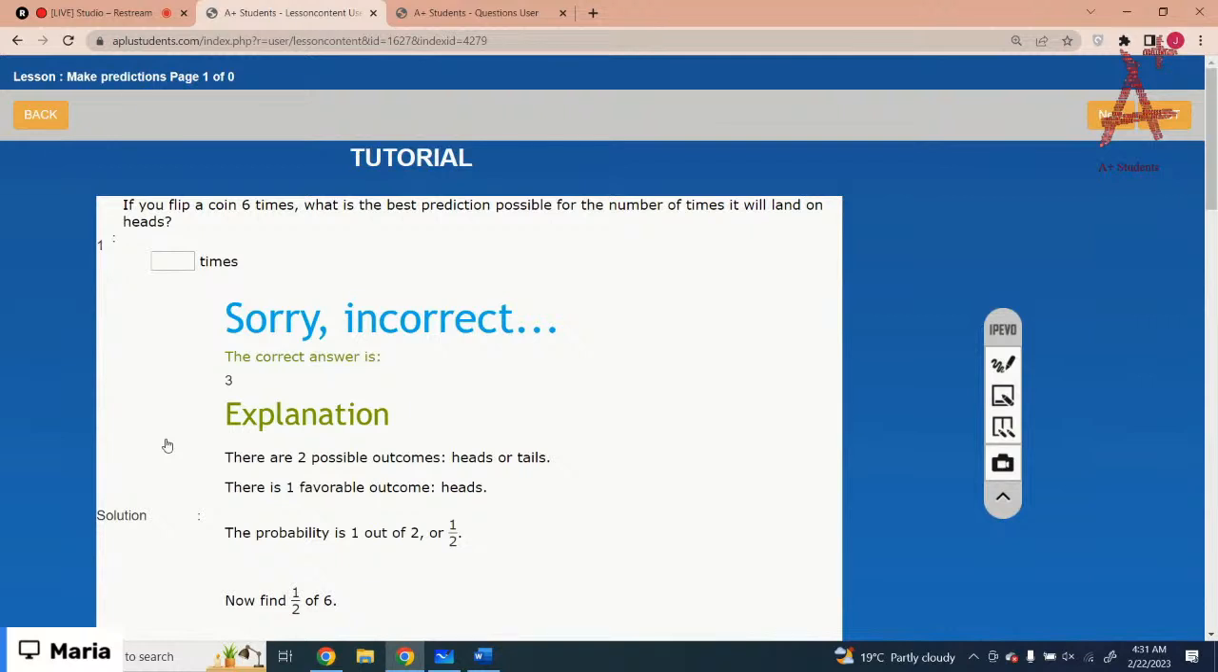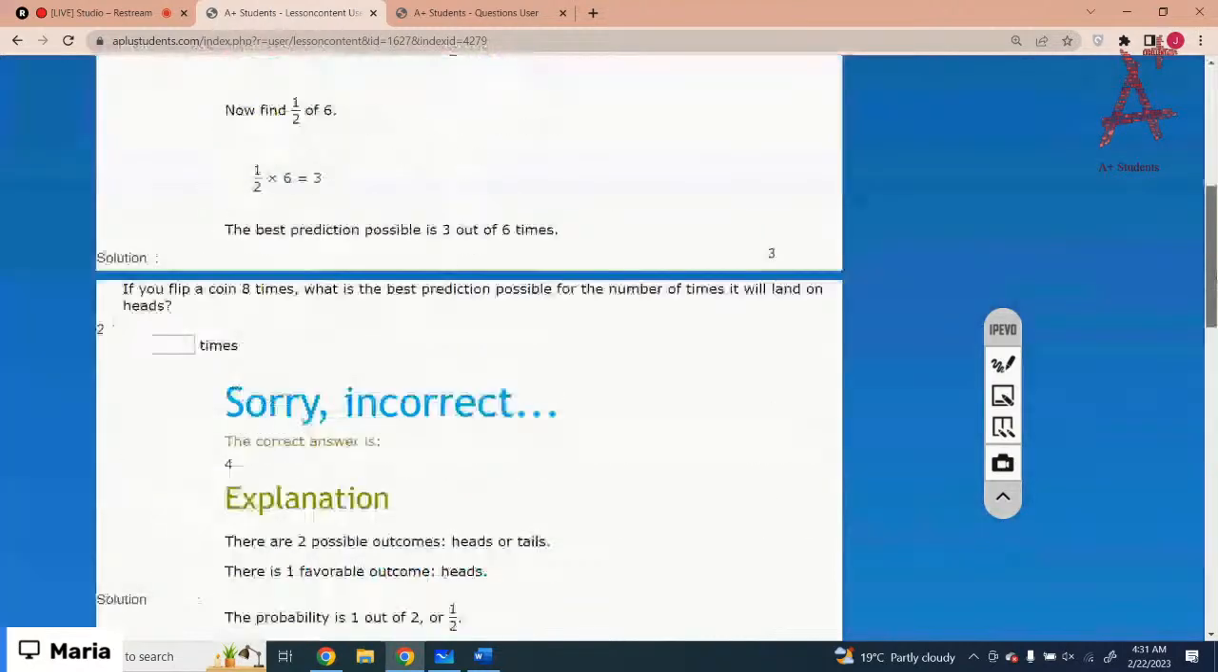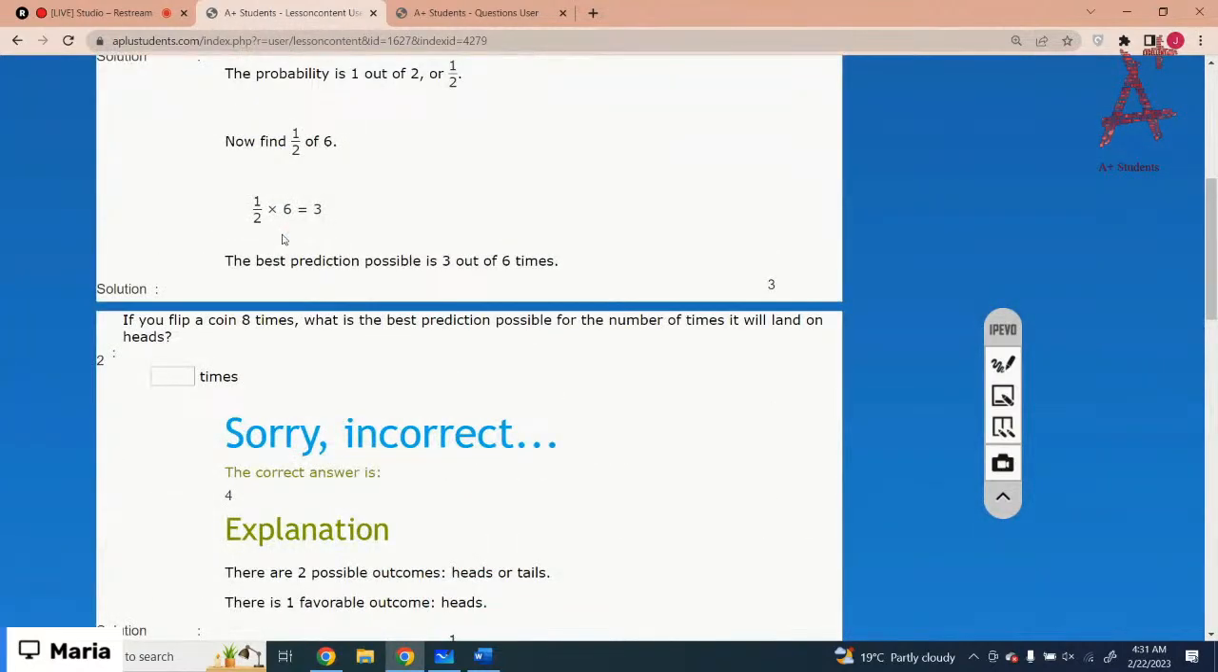Got it? And because you flipped a coin 6 times, you have to do 6 times 1 over 2. Got it? 6 times 1 is 6, 6 divided by 2, and that would be 3. Got it? Basically, you have to do two things here. Let me just read the second question, and I'll explain these two things.